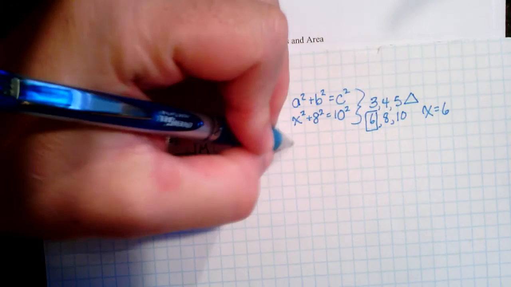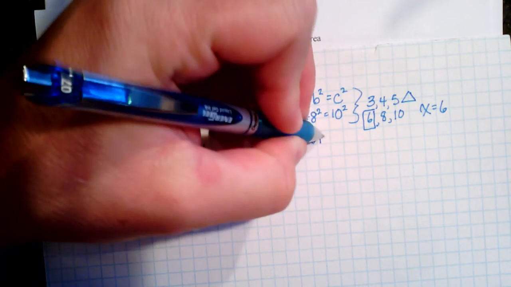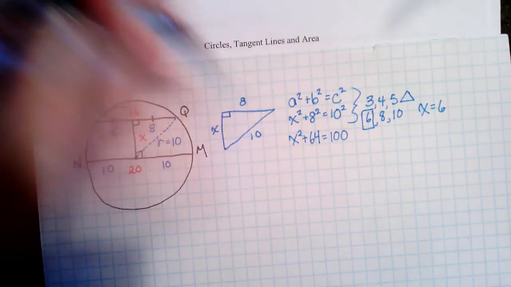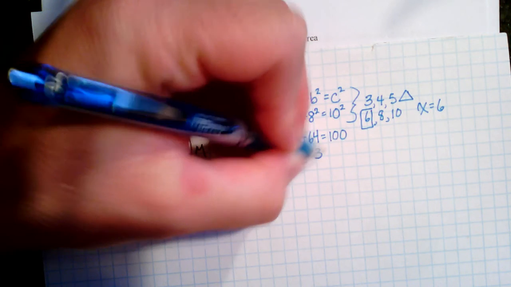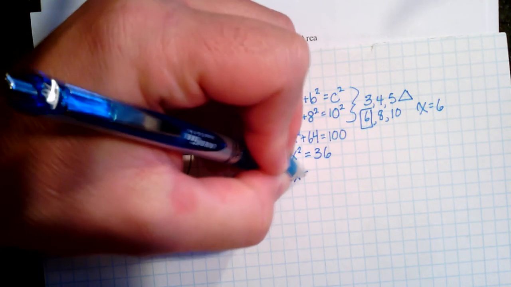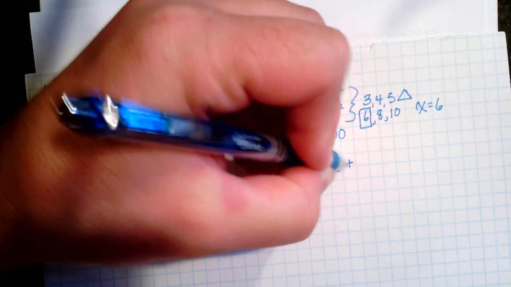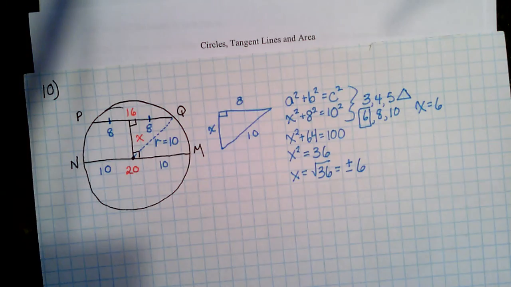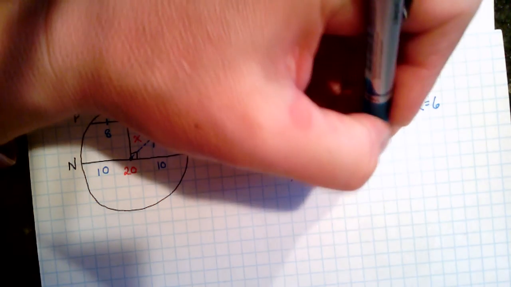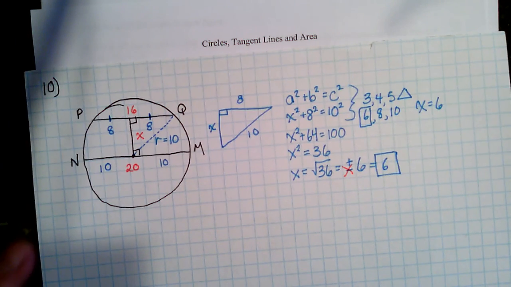So x squared plus 64 equals 100. x squared equals 36. x equals root 36, which is positive or negative 6. Throw out the negative because you can't have a negative distance. So x is still 6.